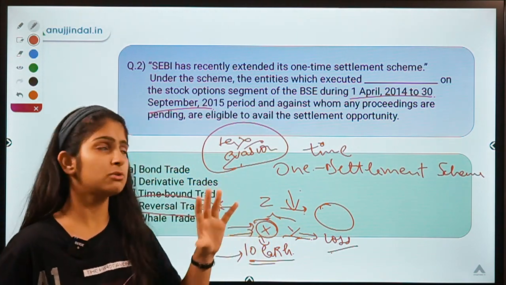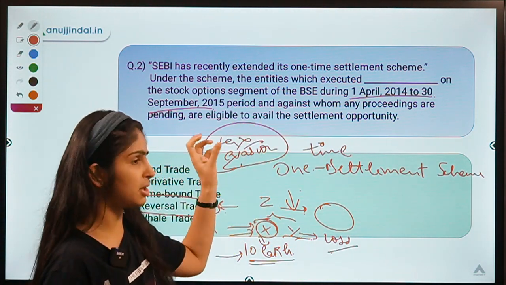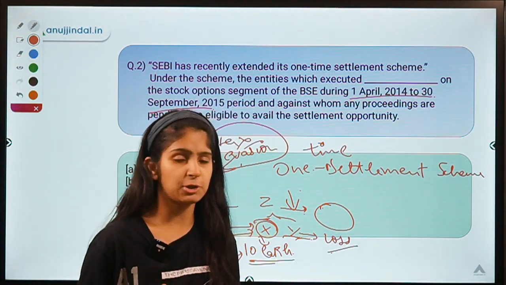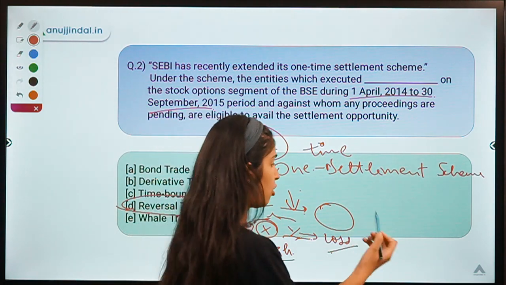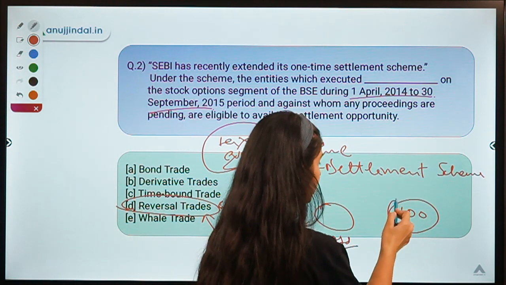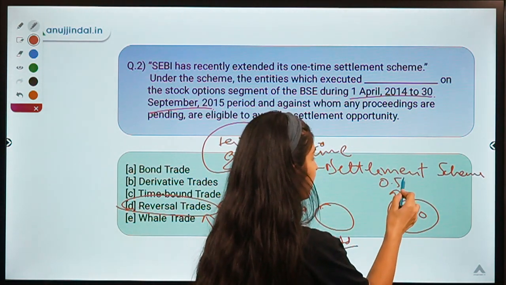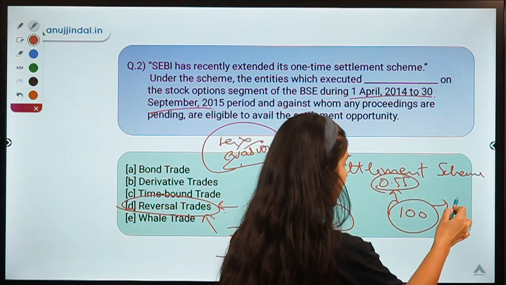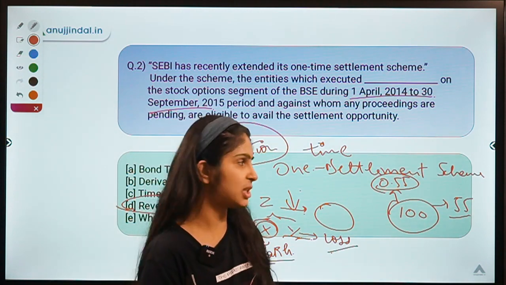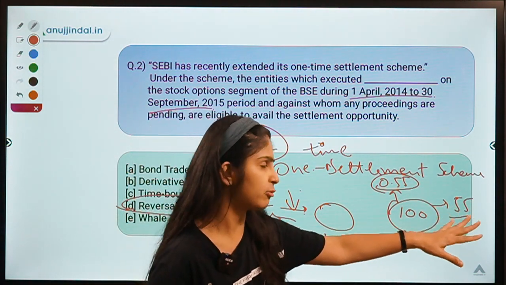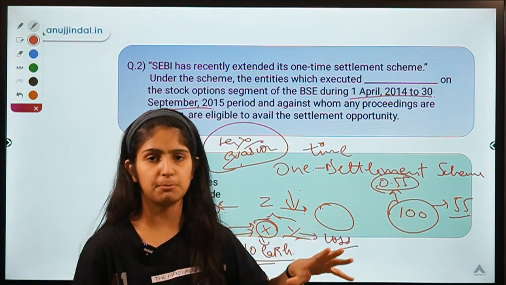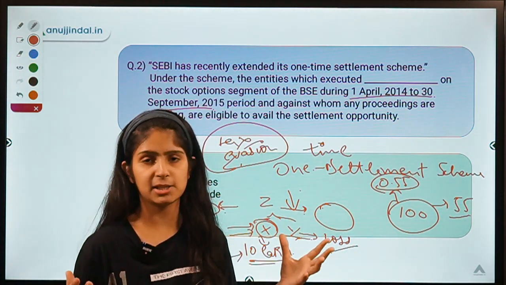Now, for the trades which were carried out between this time period, SEBI is saying that you come to us, and let's say if you had to pay a compensation of rupees 100, you can pay a 0.55 compensation, which means you can actually pay 55 rupees and we are going to let you go. We are going to close the case. Basically, pay us 55 rupees in return for 100, and we are going to let you off the hook. So it reduces the burden on regulators for handling so many cases.